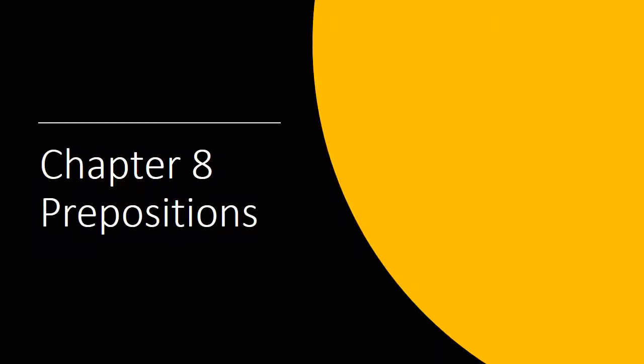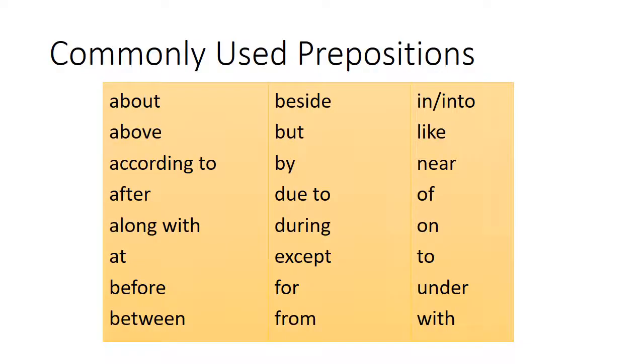Chapter 8 is on prepositions. Some commonly used prepositions, and I won't read all of these to you, but look at those. They're all probably pretty familiar to you, especially those two-letter words like by, of, on, to, and for as prepositions. But be sure you study this chart. It's in your book so that you know exactly what they're referring to when they talk about prepositions.